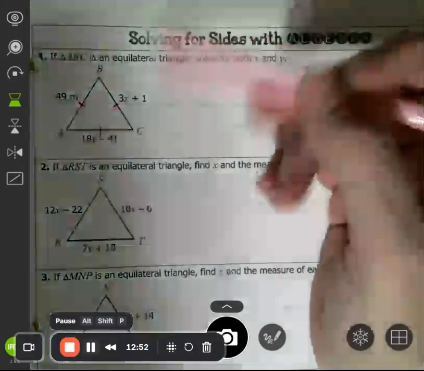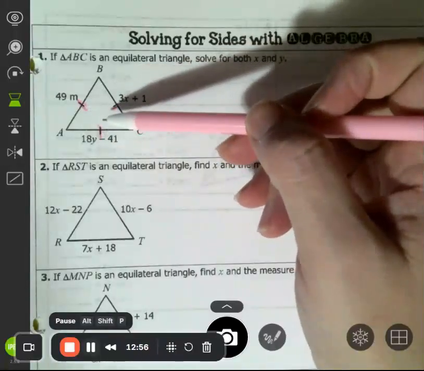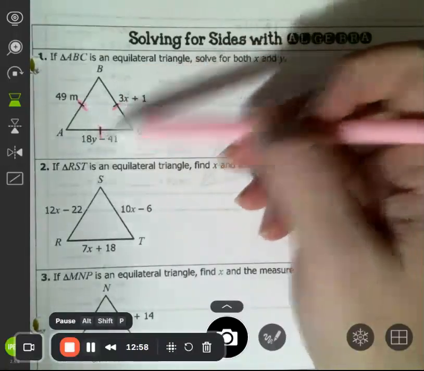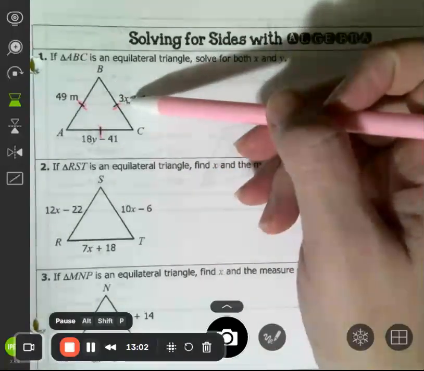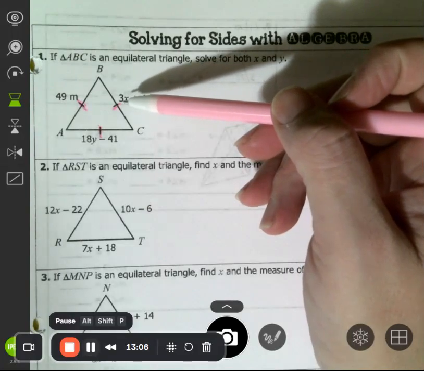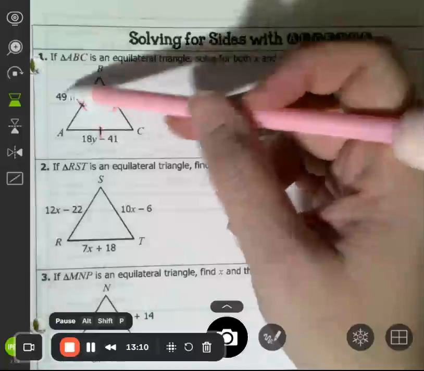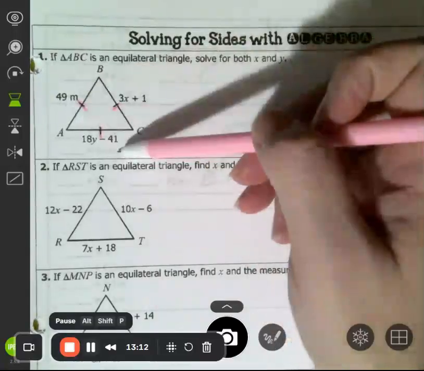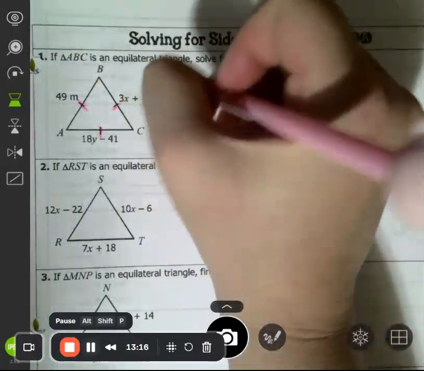Well, really, it's kind of your choice on which one you want to find first, x or y. We do know that we don't want to put x and y together in the same equation because then it will be a literal equation. There will be too many variables. But what we can do is set either one of these equal to the 49 and solve. And it doesn't matter which one you start with because we have to solve for both anyways.